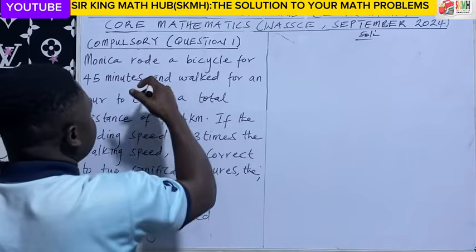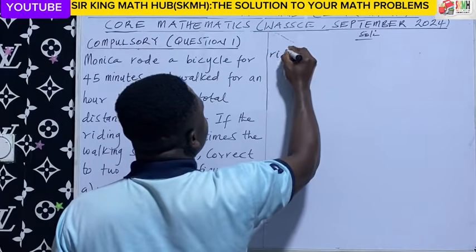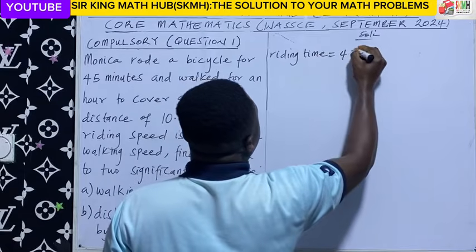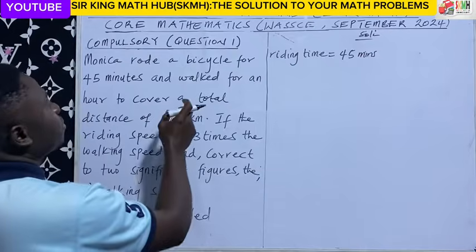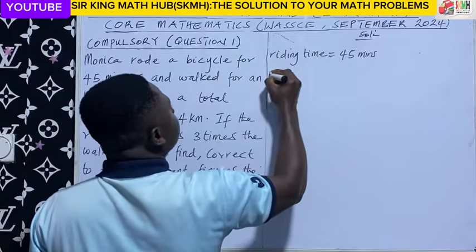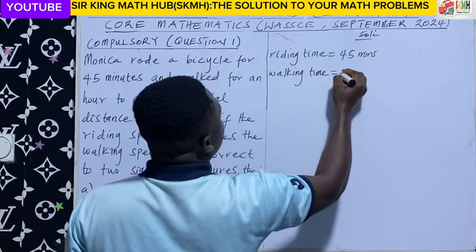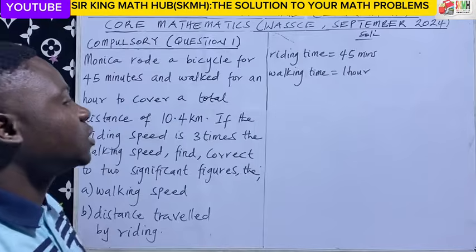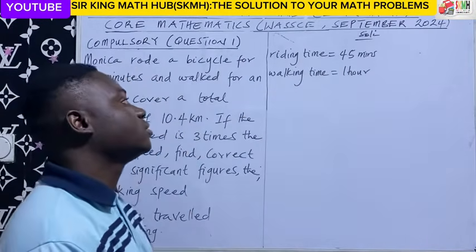She rode a bicycle for 45 minutes. So her riding time is 45 minutes, and her walking time was 1 hour. Now you can see that the riding time and the walking time have different units.